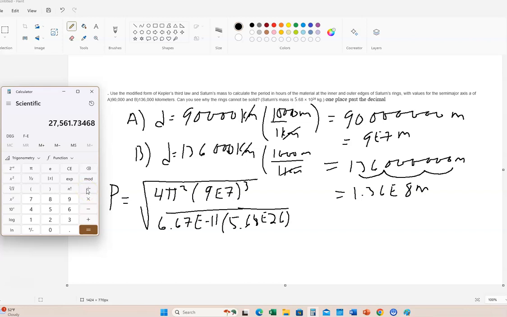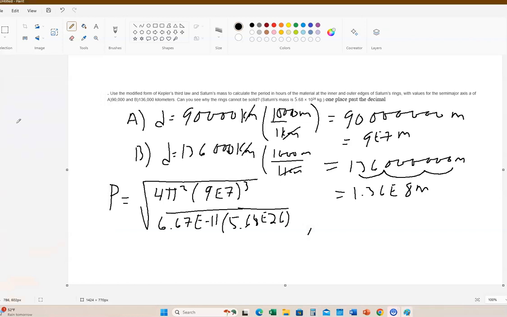60 minutes, 60 seconds in a minute, and then 60 minutes in an hour. So you divide it by 60, and then divide it by 60 again. So in other words, you divide it by 60 squared, and this will give us the number of hours for the inner ring to rotate around once. All right, so it takes 7.7 hours. So that's the answer for part A is 7.7. This is for part A.